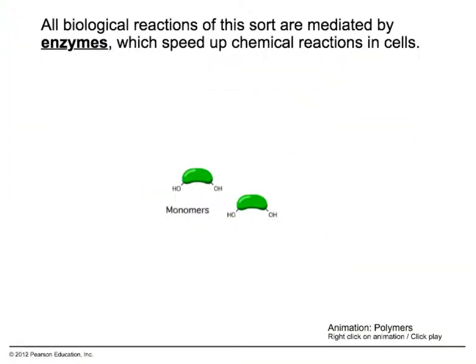All biological reactions of this sort are mediated by what we call enzymes. Enzymes speed up the chemical reaction. Most of these chemical reactions will take place on their own. It just will take place on such a slow scale that it would not be useful for living organisms. So we're going to use an enzyme, and most enzymes are proteins, but not all. The enzyme is going to speed up that reaction by causing additional stress on some of those covalent bonds. And hopefully this animation will work at home and you can see that process occur.